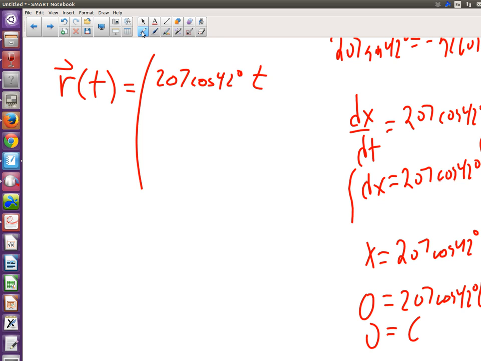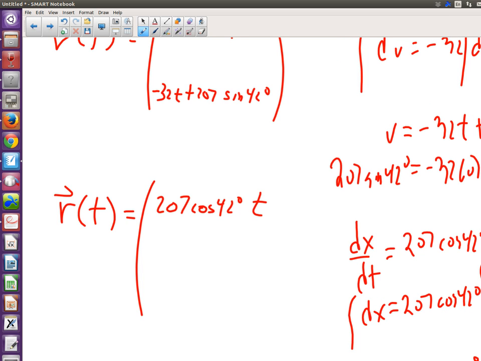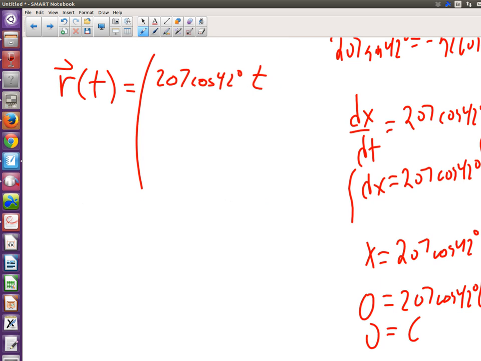All right, how about the vertical component for R of t? You're going to have to integrate this, right? So if y of t is that, dy/dt is that, plus 207 sine. All right, so how do you solve that differential equation? Very basic differential equation today.